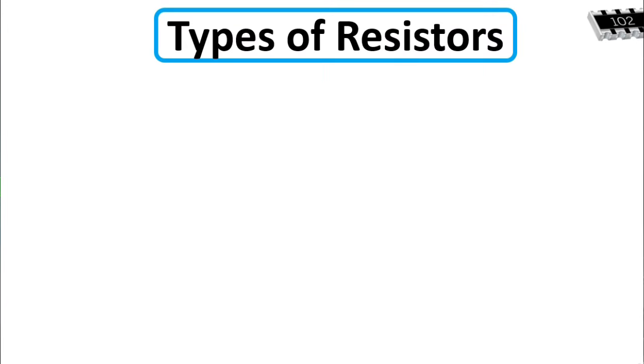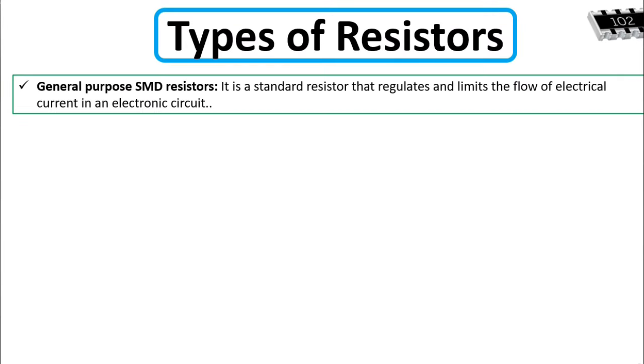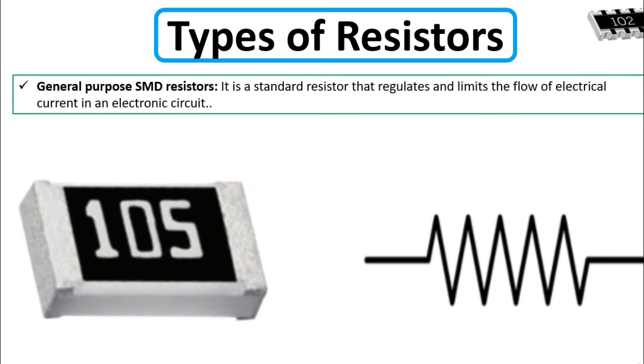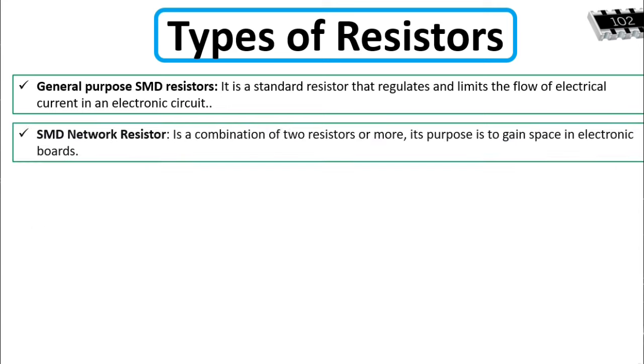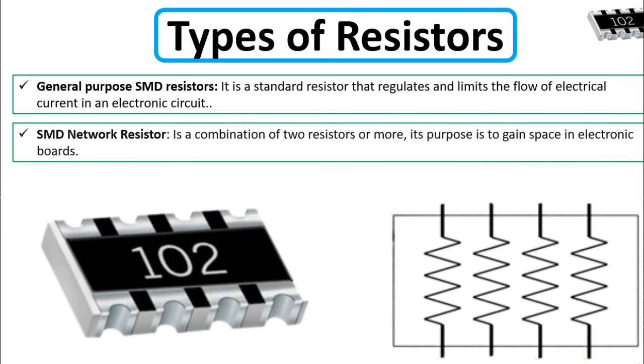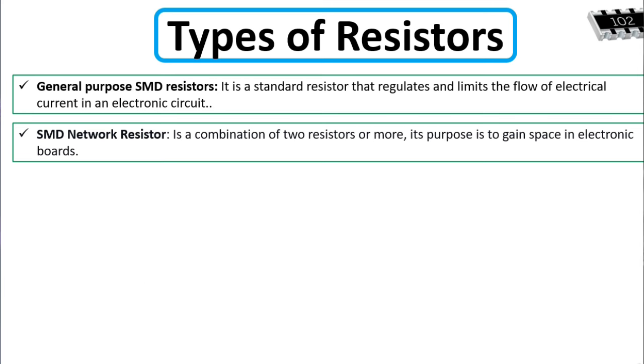Now let's see the types of resistors. The first, general purpose SMD resistors. It is a standard resistor that regulates and limits the flow of electrical current in an electronic circuit. The second, SMD network resistor. It is a combination of two resistors or more. Its purpose is to gain space in electronic boards.